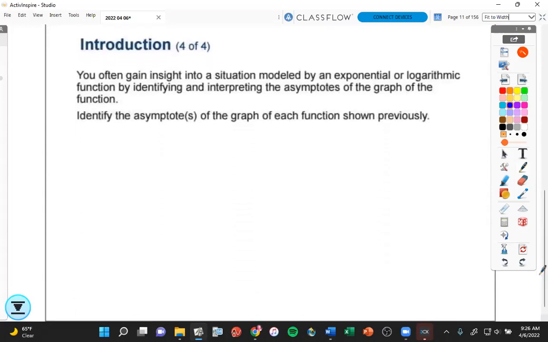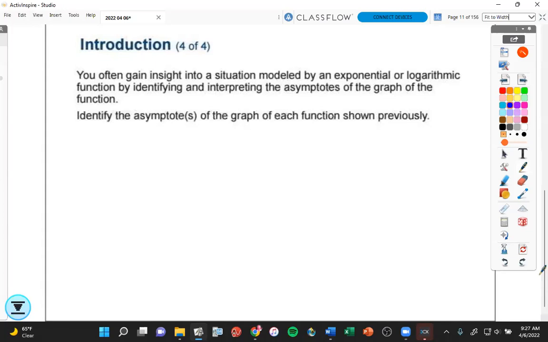You often gain insight into a situation modeled by an exponential logarithmic function by identifying and interpreting the asymptotes. What's an asymptote? Okay. It's an imaginary line that a graph approaches, right? Can't really say never touches because there are cases where horizontal and slant asymptotes can be crossed. Okay. But regardless, the behavior of the function will be approaching that asymptote.